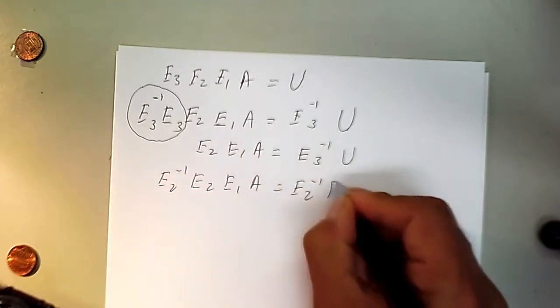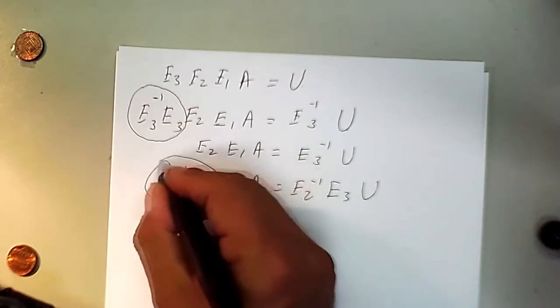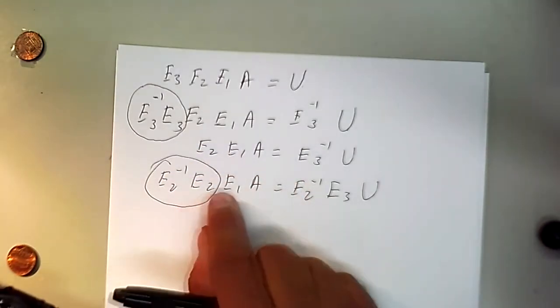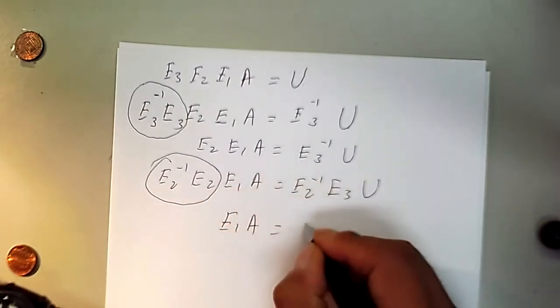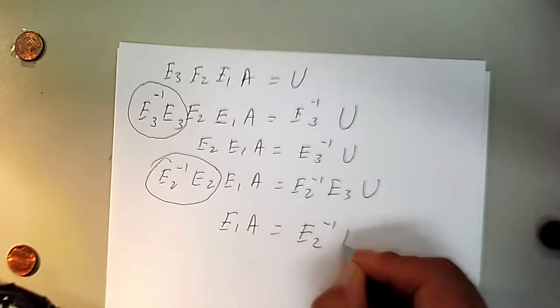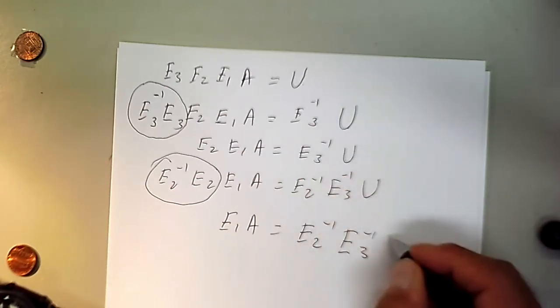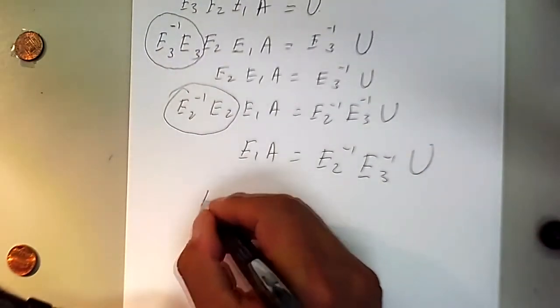E2 inverse E3 U. So those two are going to simplify to the identity. The identity times that is going to give us the same thing. But now we have E2 inverse, E3 inverse, U. And then we repeat that process one more time.